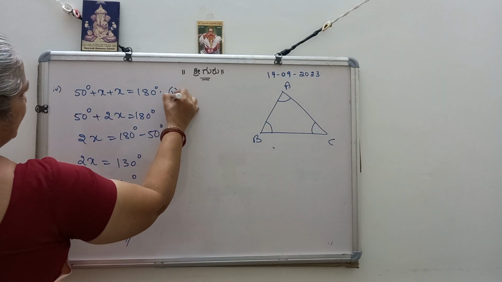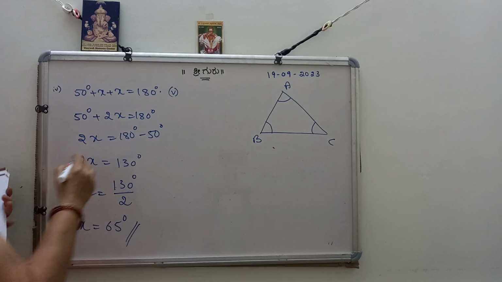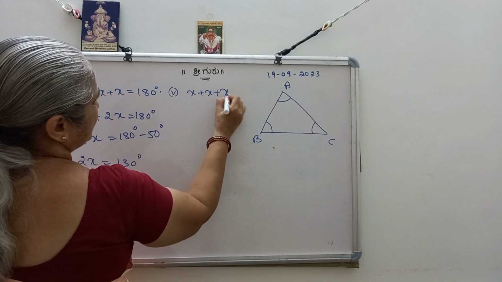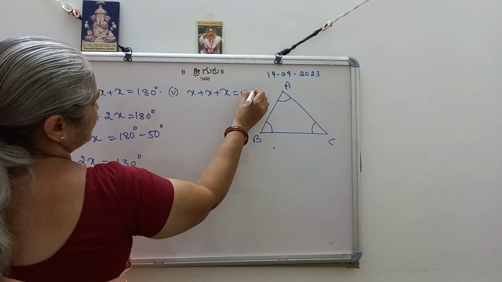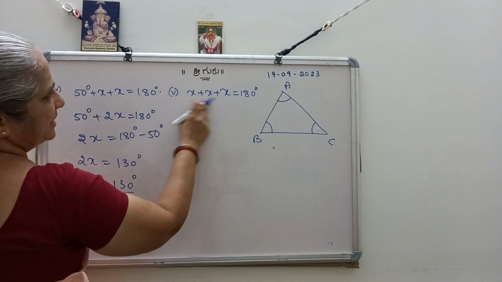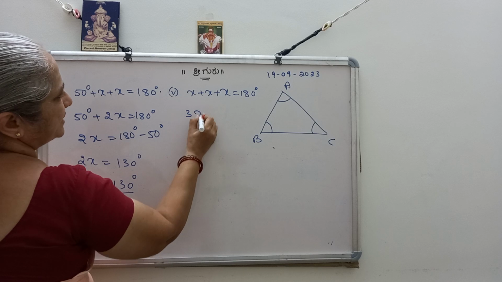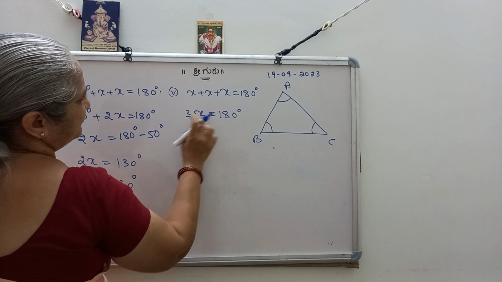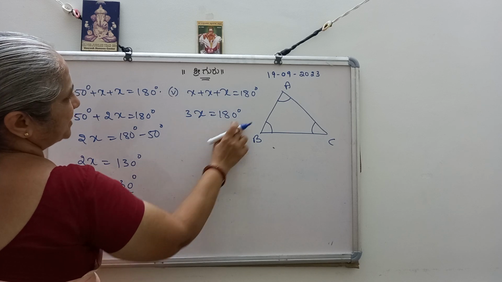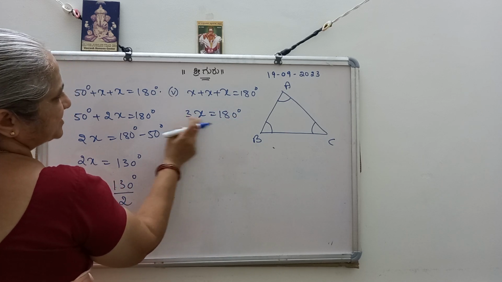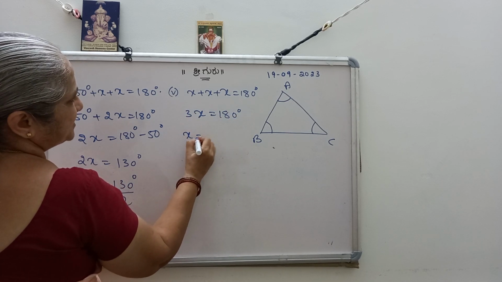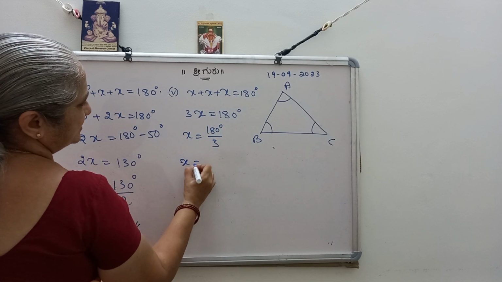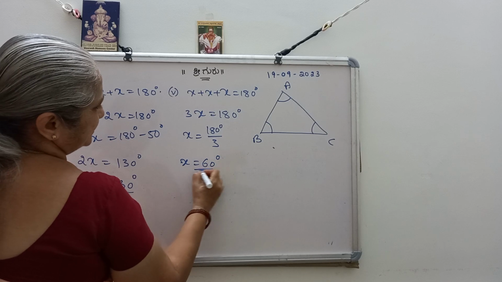Now the fifth one. X plus x plus x is equal to 180 degrees. Being like terms, we will add them. We get 3x is equal to 180 degrees. And if you transpose 3 to the other side, here is the multiplication and it becomes division. 180 degrees divided by 3. X is equal to 60 degrees.